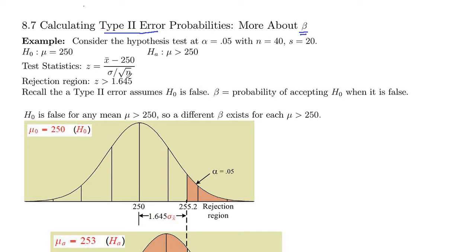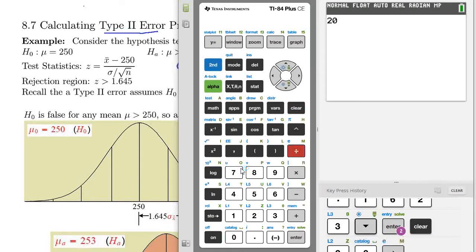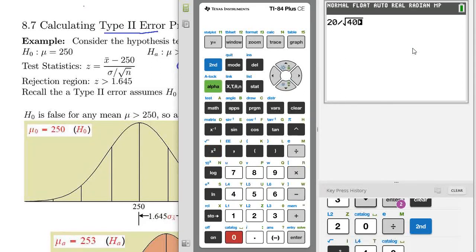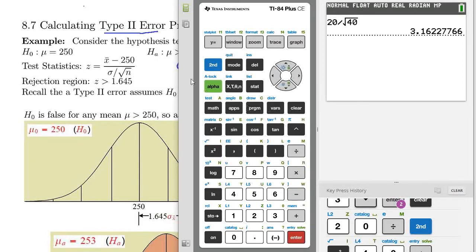So let's go ahead and calculate our standard error here of the sampling distribution, sigma x bar. That is sigma over square root of n. And we don't have sigma, we've got s, so we can use s divided by square root of n to approximate. So that's 20 divided by square root of 40. And if we plug that in the calculator, 3.1623.